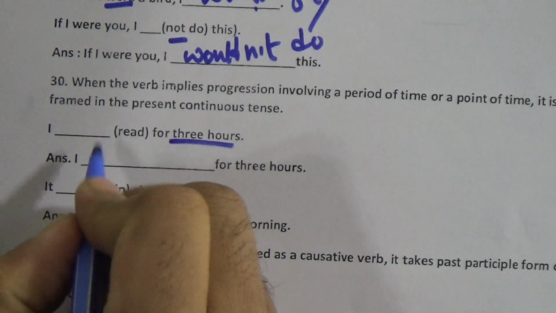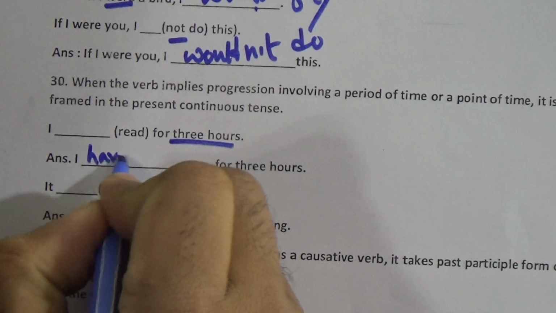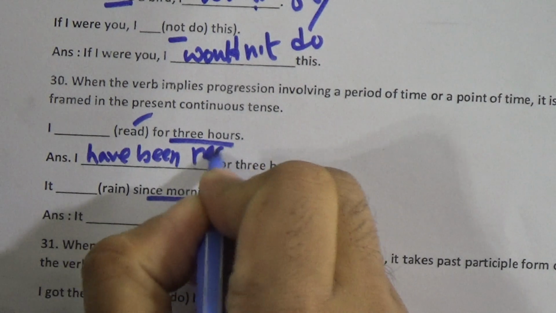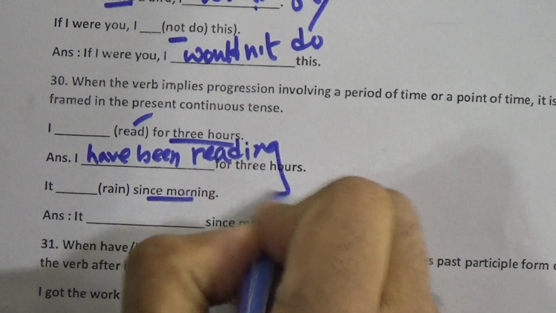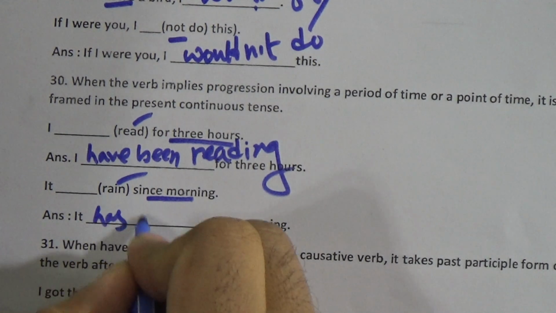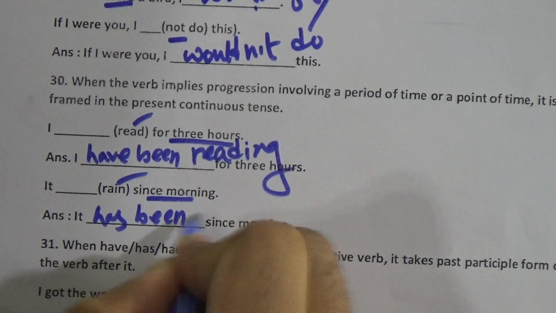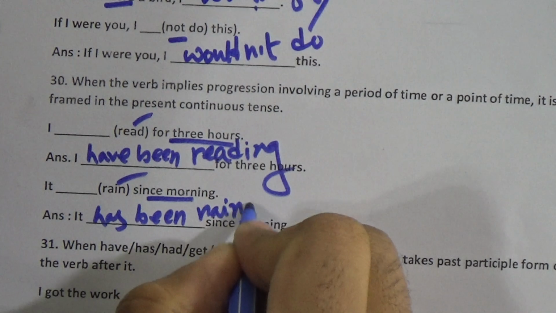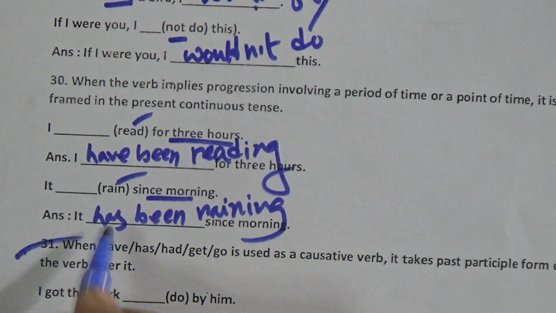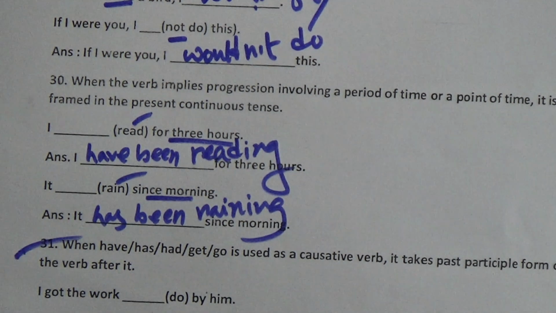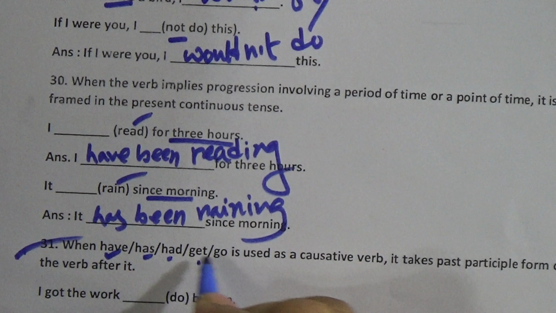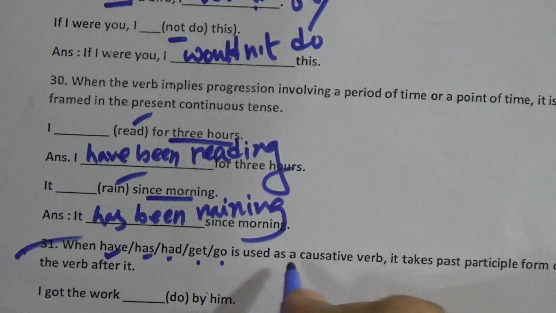Subject here, have. I have been reading for 3 hours. Another: rain. It has been raining since morning. Okay, rule number 31: when have, has, had, get, go is used as a causative verb.